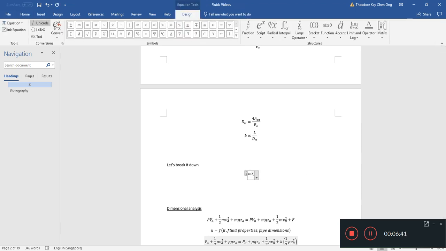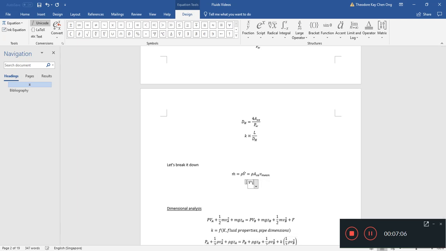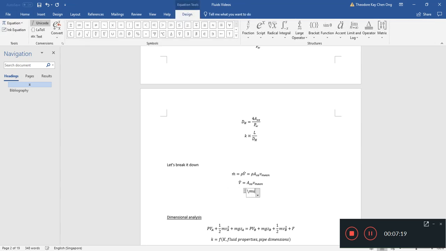Let's say m dot, the mass flow rate, equals rho times the volumetric flow rate. The volumetric flow rate will be the cross-sectional area times the mean velocity. And then what else do you think it will affect? Maybe the thickness. This is the viscosity.